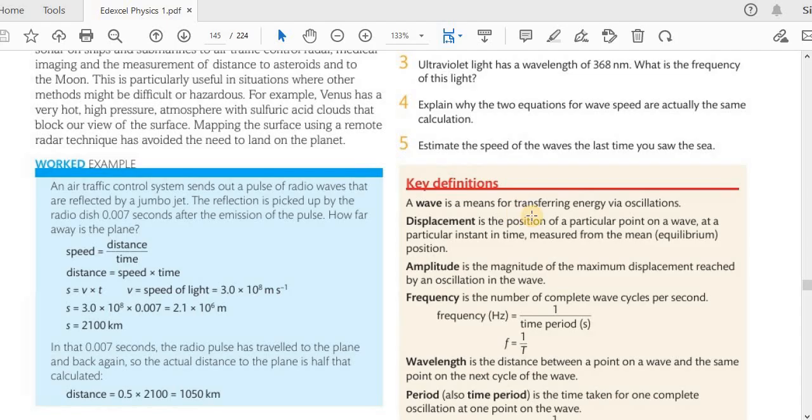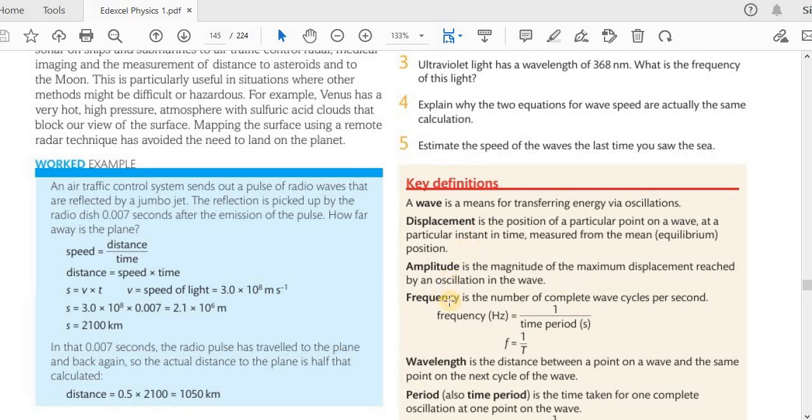A wave is a means of transferring energy via oscillations. So the energy is transferred from one place to another place via oscillations in a wave. Then this is the displacement of a wave.